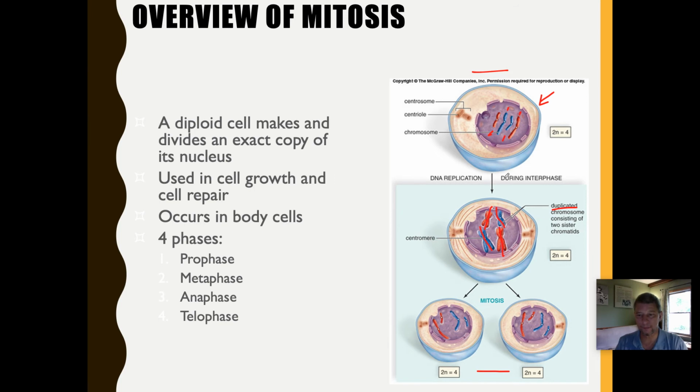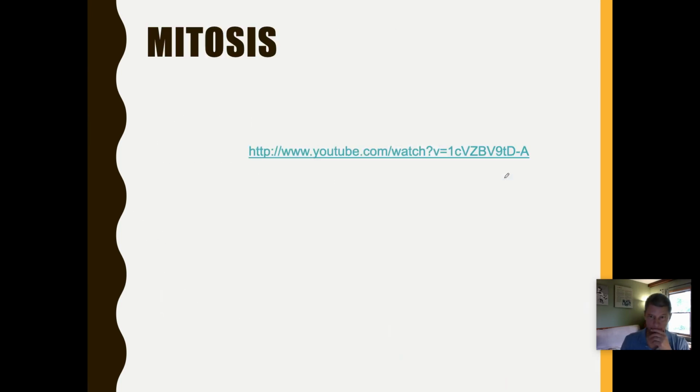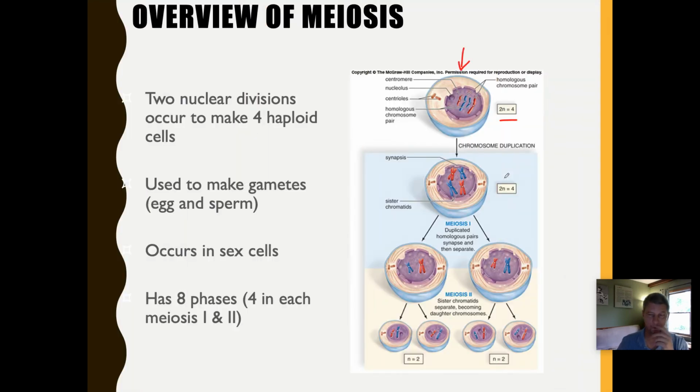However, the chromosomes duplicate. Sorry about that. The chromosomes duplicate the same way, and so we still have a 2n = 4 cell. Notice that each of the chromosomes is duplicated here. But we then go through meiosis I.